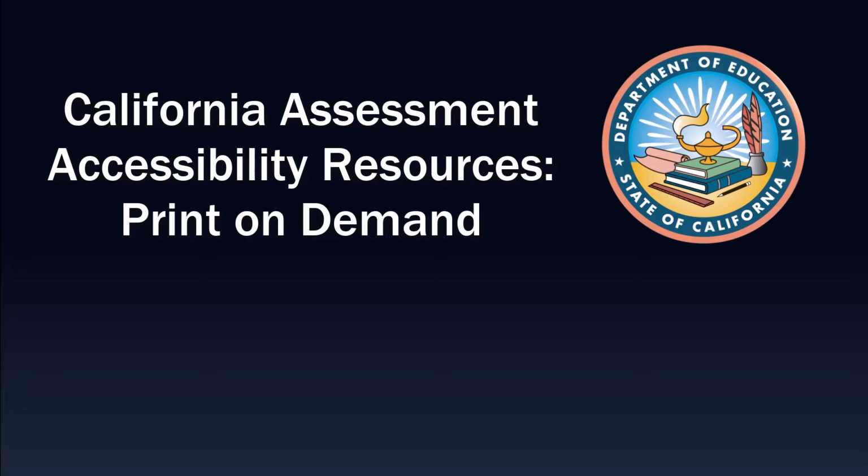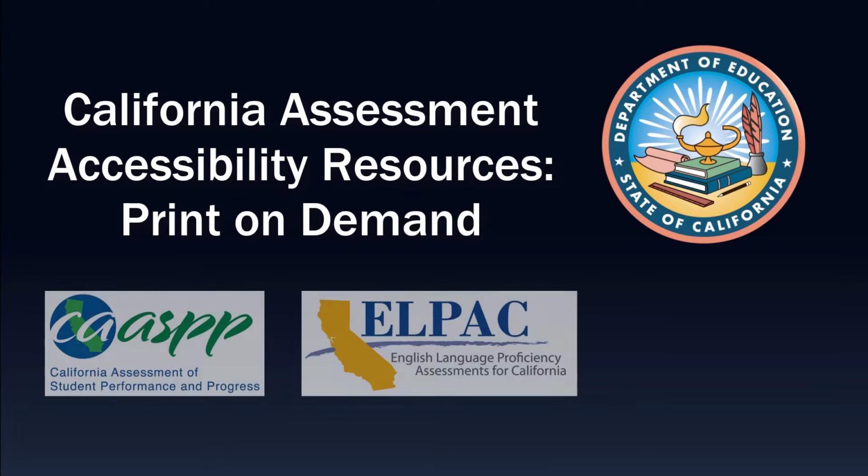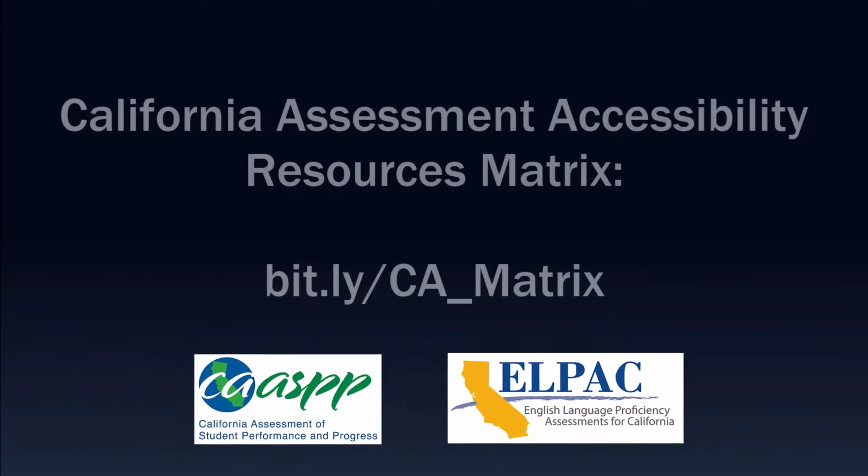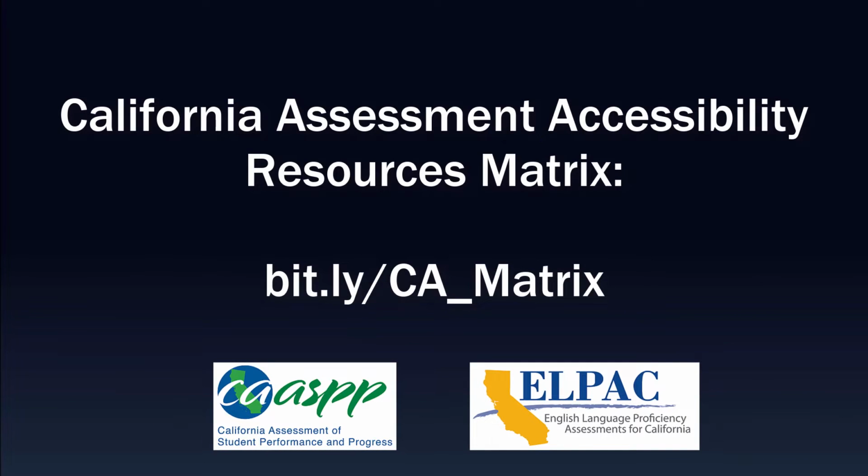This video will demonstrate how to access and use the non-embedded, print-on-demand accessibility resource. This resource is an accommodation for the California Assessment of Student Performance and Progress, or CAASPP, and a designated support for the English Language Proficiency Assessments for California, or ELPAC. For a list of applicable assessments, please refer to the California Assessment Accessibility Resources Matrix by visiting bit.ly/CA_matrix.